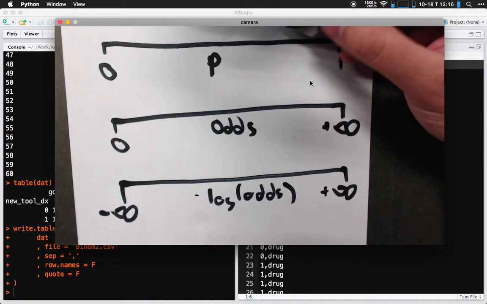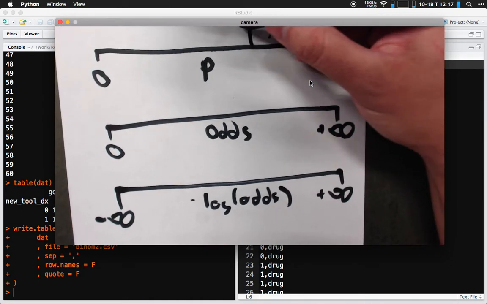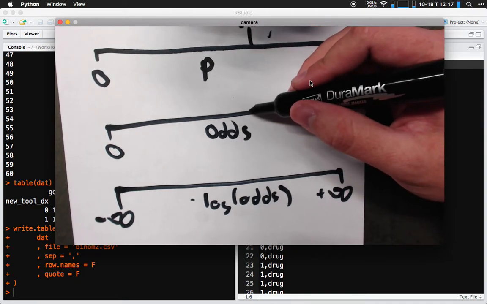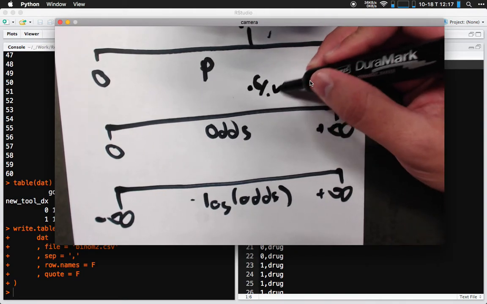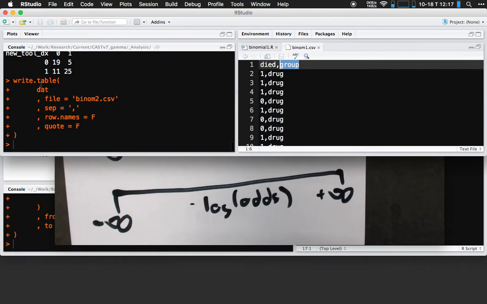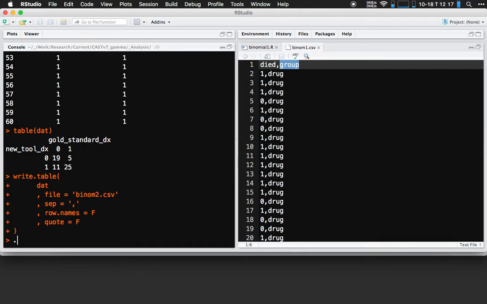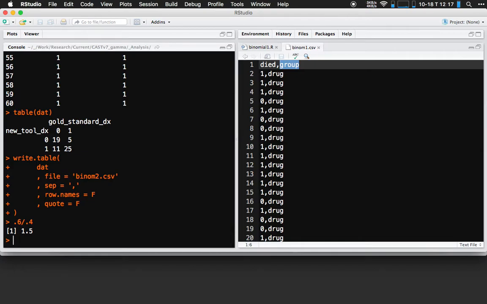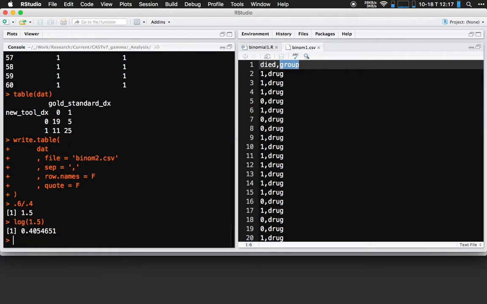So let's actually work out. If we had a proportion of 0.6, the odds is 0.6 divided by 0.4, so that's what? Anybody off the top of your head? 1.5. Okay, right, of course. So that's 1.5 on the odds scale. So can you do the log of that? Yes, I can. 0.4, ish.